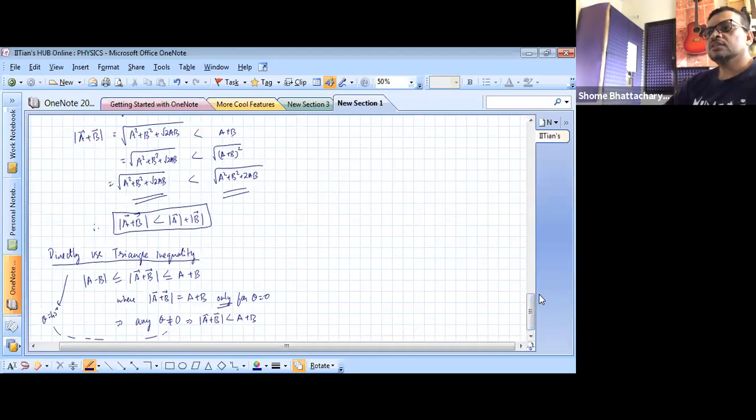No, Dushyant, vector doesn't have a value. Vector has a magnitude and it has an angle. So magnitude of a vector cannot be a negative quantity. Magnitude of a vector is not given with algebraic sign plus or minus. Component of a vector can be negative. But the magnitude of a vector cannot be a negative quantity.